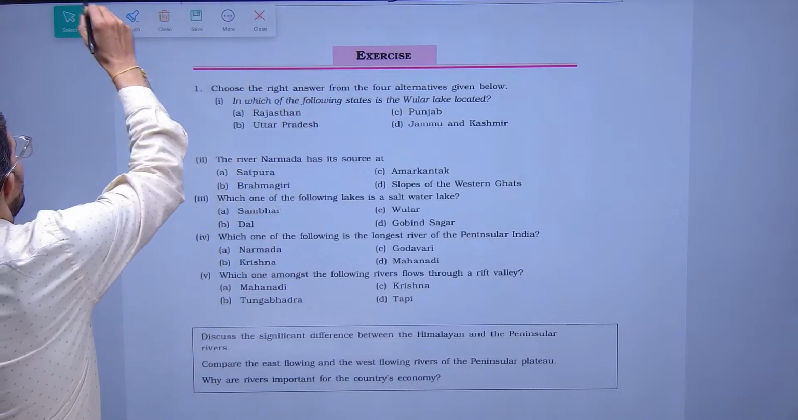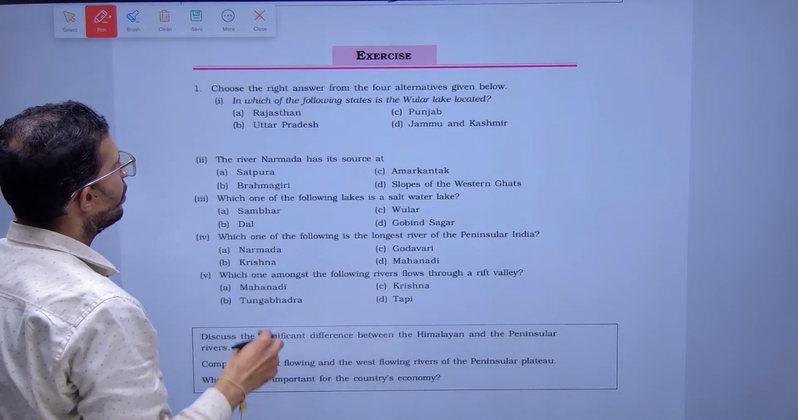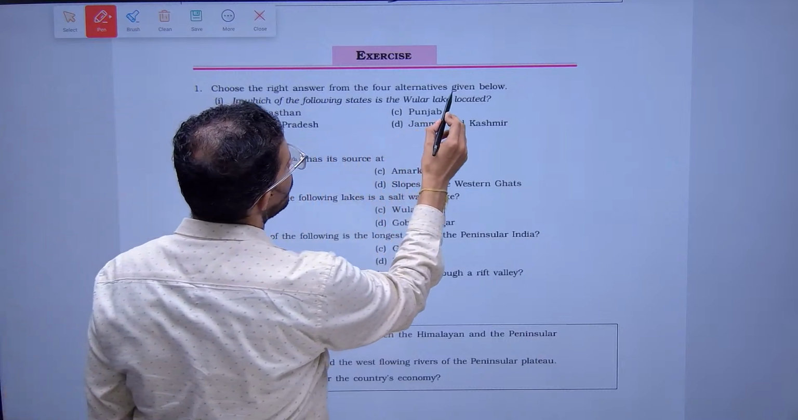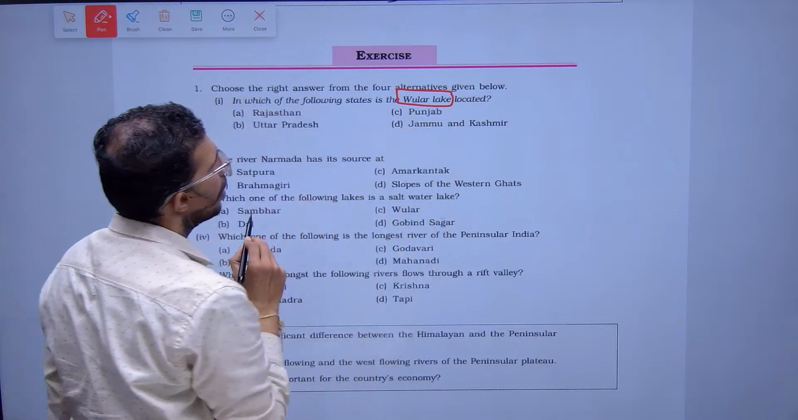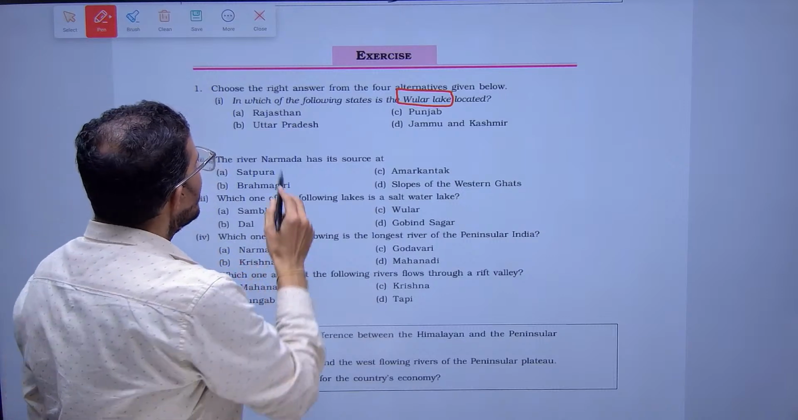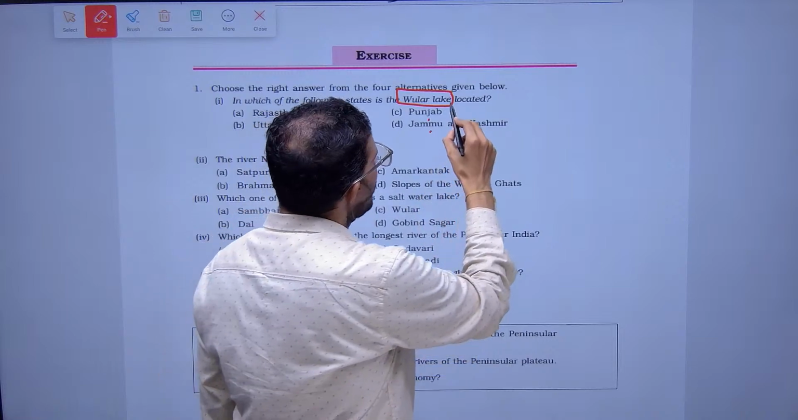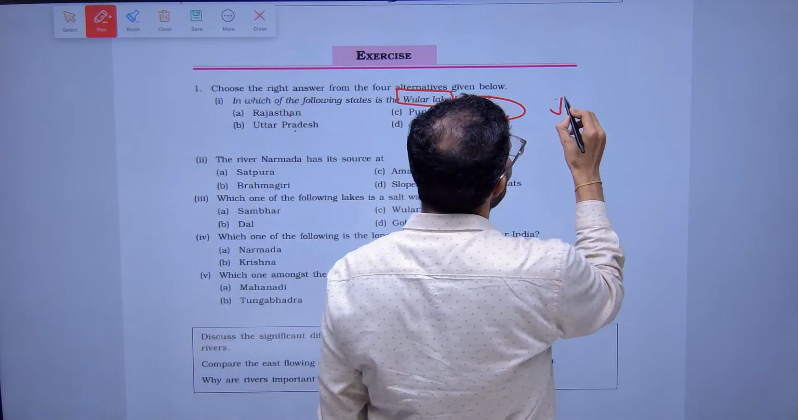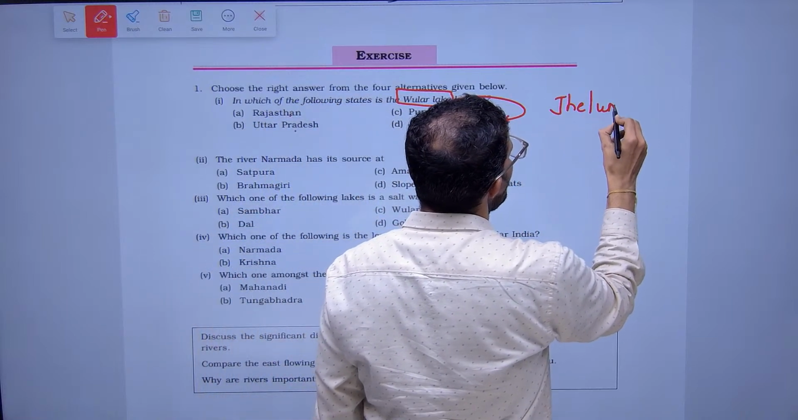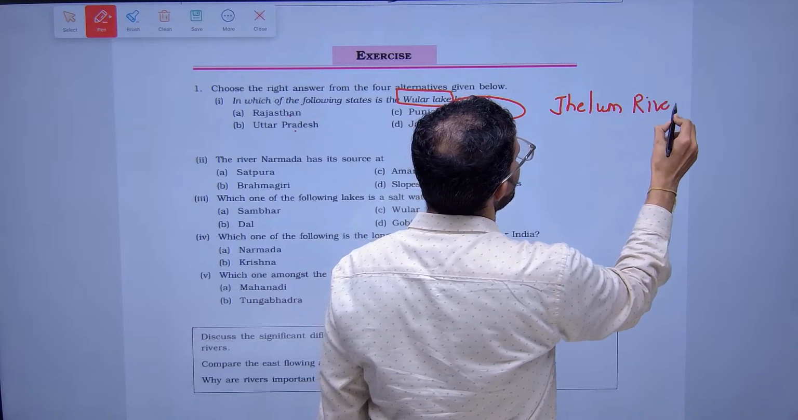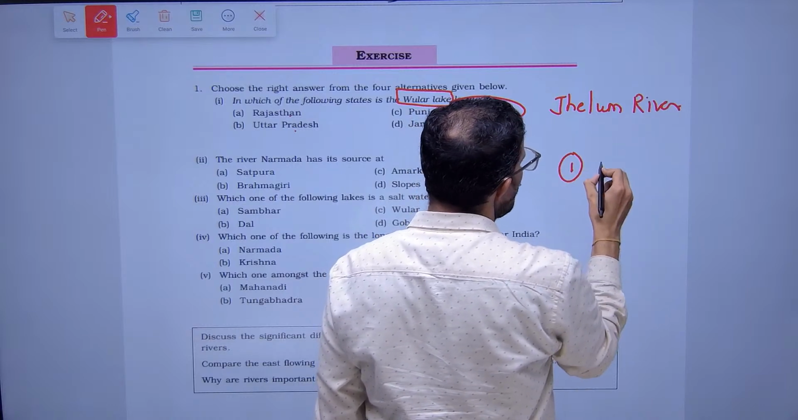Then let's see the first question. In which of the following states is the Ular Lake located? Rajasthan, Uttar Pradesh, Punjab or Jammu Kashmir? We have seen Ular Lake is in Jammu Kashmir. Fed by which river? Jhelum river.